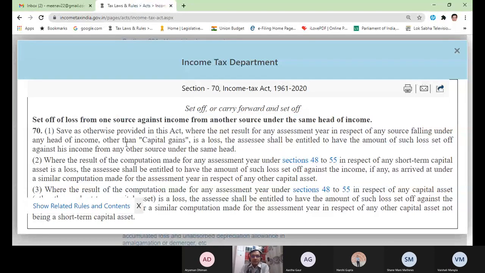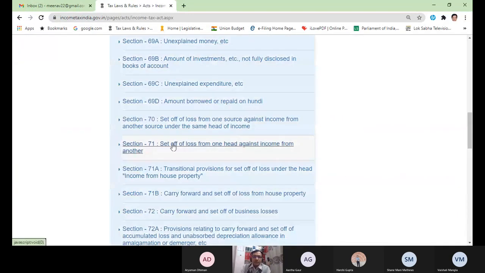Now this is what the point is. So whatever intra head points I have told you, that is totally based on section 70. You can read it later on. Because of some time limitation, I am not in a position to read the act now as it is, which I used to do in the earlier or initial phases of our classes. But still I would like to show you the original source.